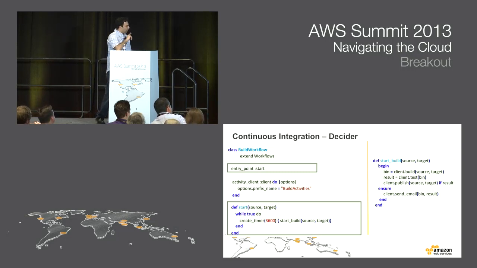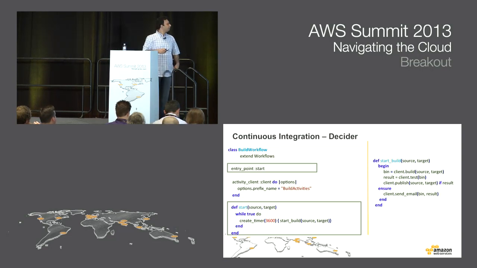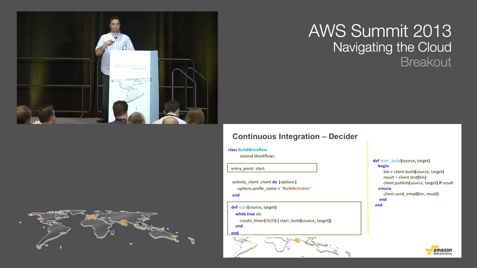In our case, the start method is taking 2 parameters, and those become the input to your workflow. In this case, I'm taking the location of the sources, and I'm also taking the location where I want to put the binaries when the build is done. The actual code here is a while loop that runs forever and keeps scheduling jobs after every hour.